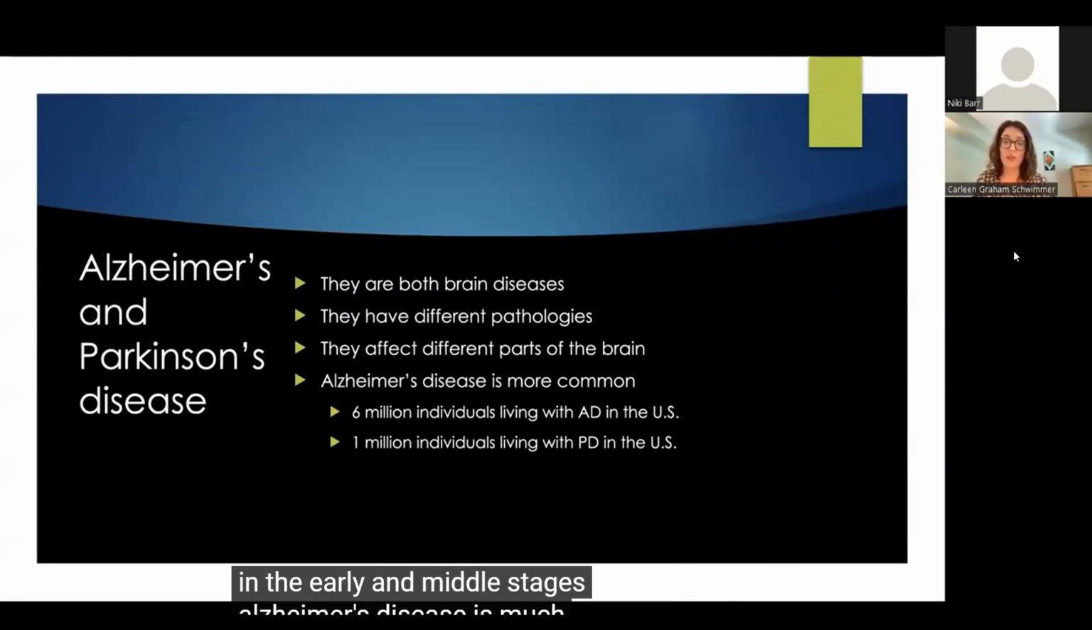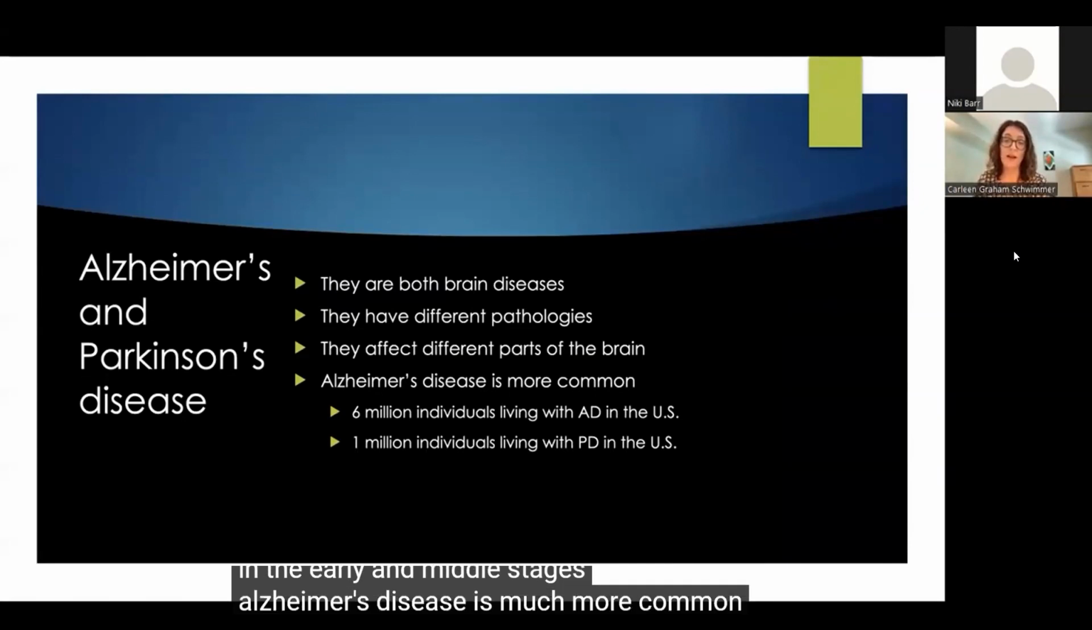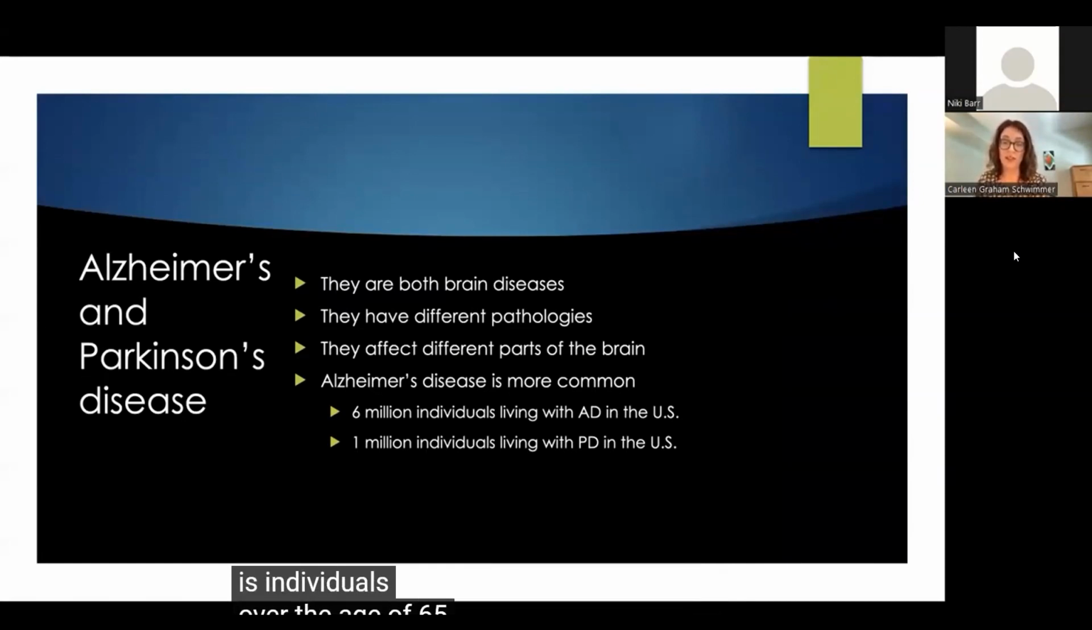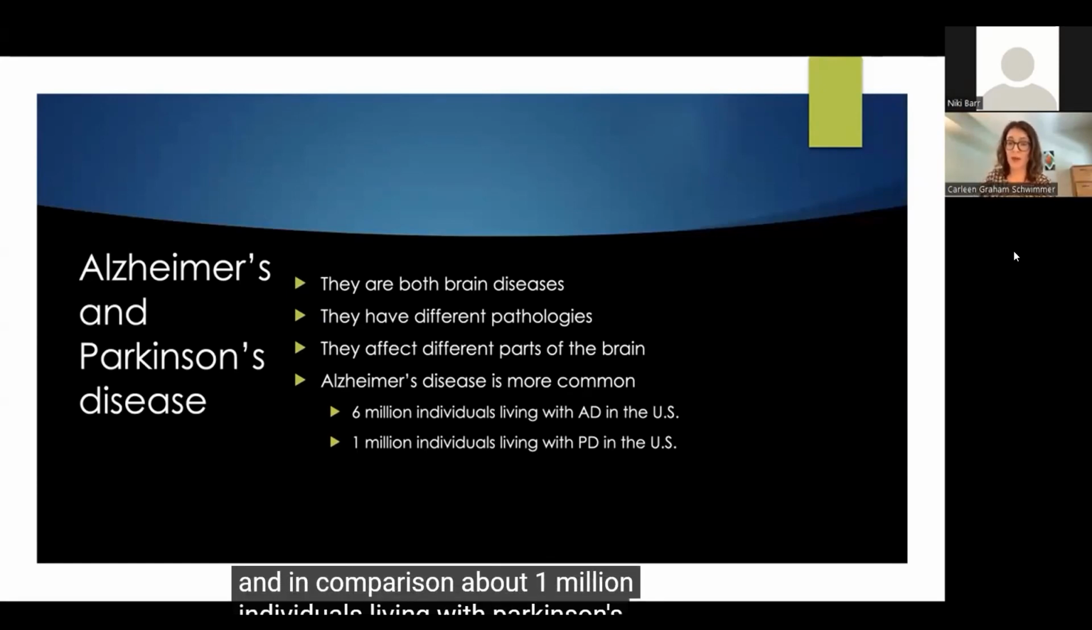Alzheimer's disease is much more common. Alzheimer's disease is the most common cause of dementia in older adults, that is, individuals over the age of 65. There are an estimated approximately 6 million individuals currently living with Alzheimer's disease in the US, and in comparison, about 1 million individuals living with Parkinson's disease in the US.